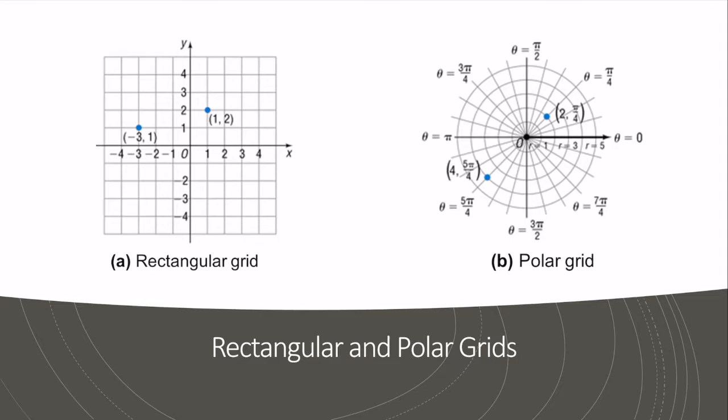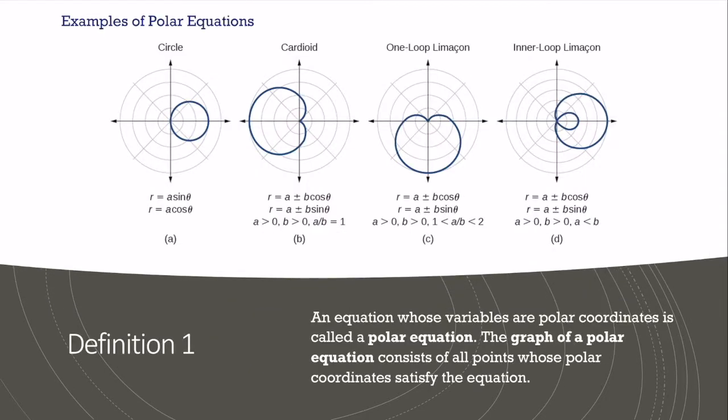So in the last video, I introduced the difference between rectangular coordinates and polar coordinates. An equation whose variables are polar coordinates is called a polar equation. And the graph of a polar equation consists of all points whose polar coordinates satisfy the equation, right? That's the definition of a graph. If I have the graph of a line, the graph is every single point that makes the equation of that line a true statement.